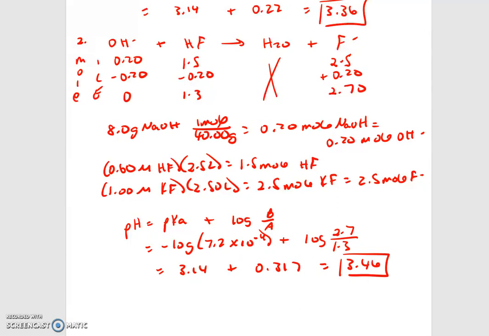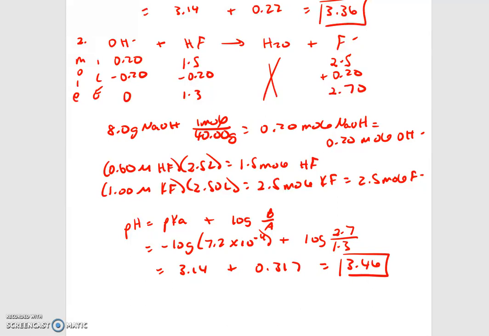of one of my reactants. It's a, what word do I want to use? A limiting reactant problem. Okay, so when I do my calculations, 8.0 grams of sodium hydroxide equals 0.20 moles of sodium hydroxide. It's a 1-to-1 ratio of sodium hydroxide to hydroxide ions, so I have 0.20 moles of hydroxide ion.